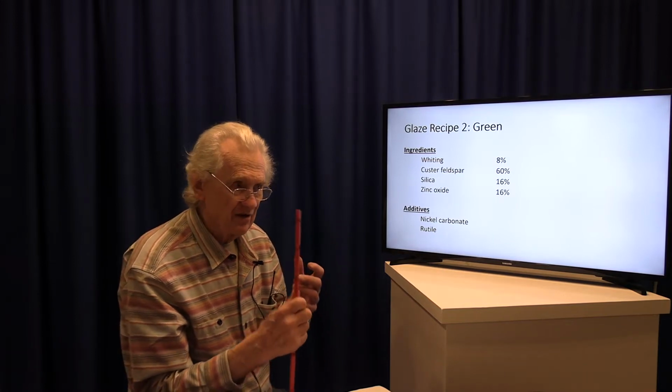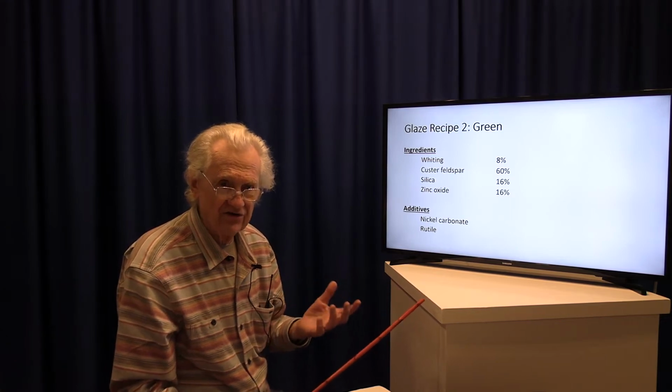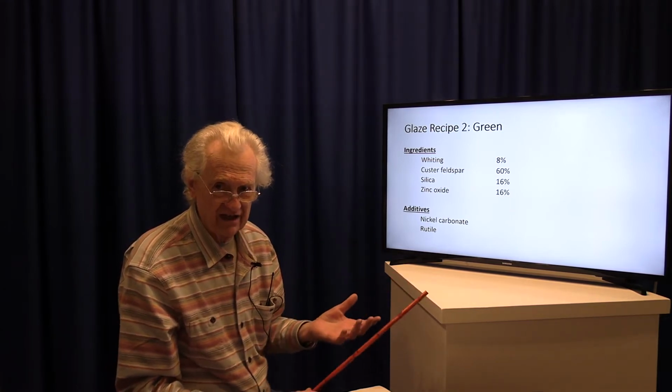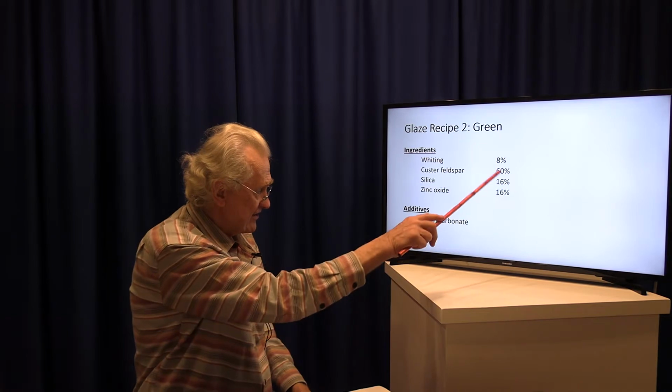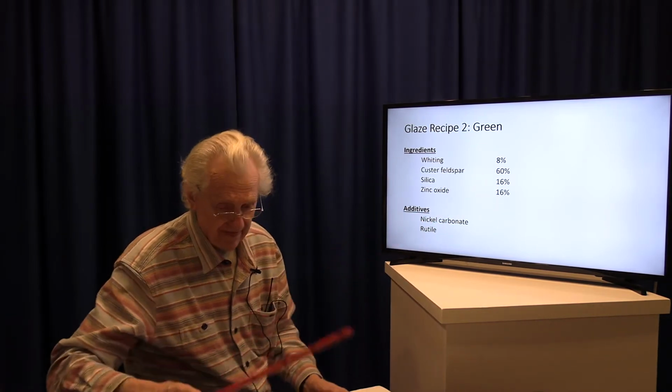So logically, there'd be no reason to have a lot of zinc oxide in a cone 10 glaze because you'd bake it out of the glaze anyway. So altogether, that suggests that this is more likely a cone 5 or a cone 6, and it is.